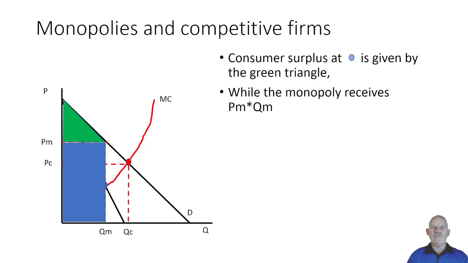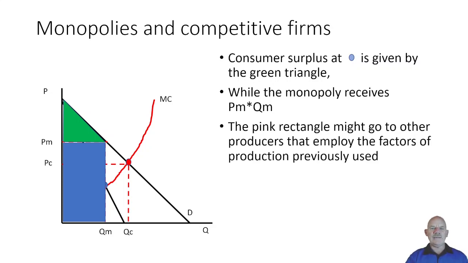The monopoly sells QM at PM, so they receive price times quantity, that's their total revenue, which is the blue rectangle. Now if you remember where the yellow rectangle and the previous blue one was, then you can see an area to the right of blue which is now open. So what are those two areas?